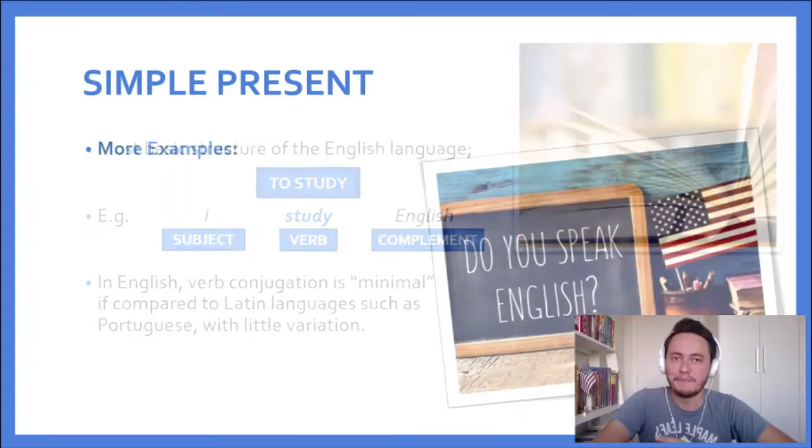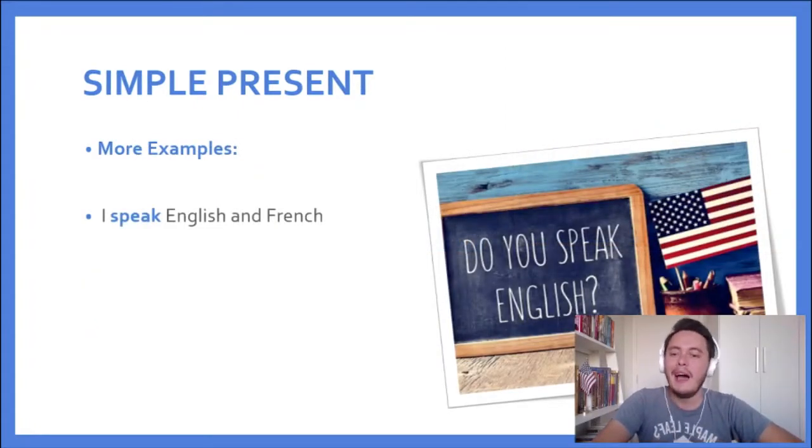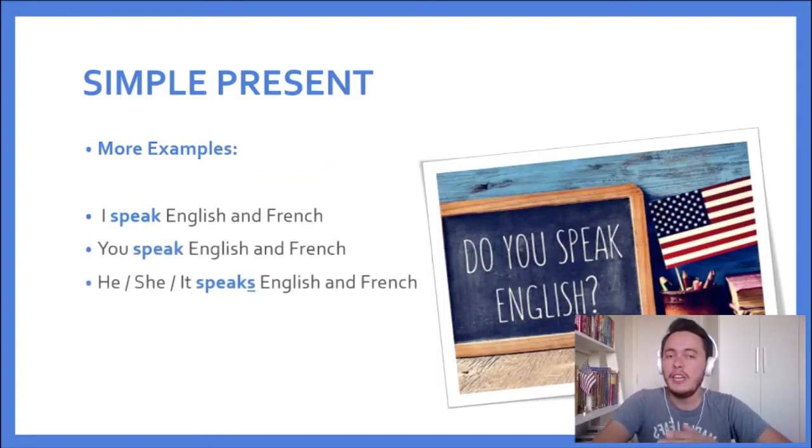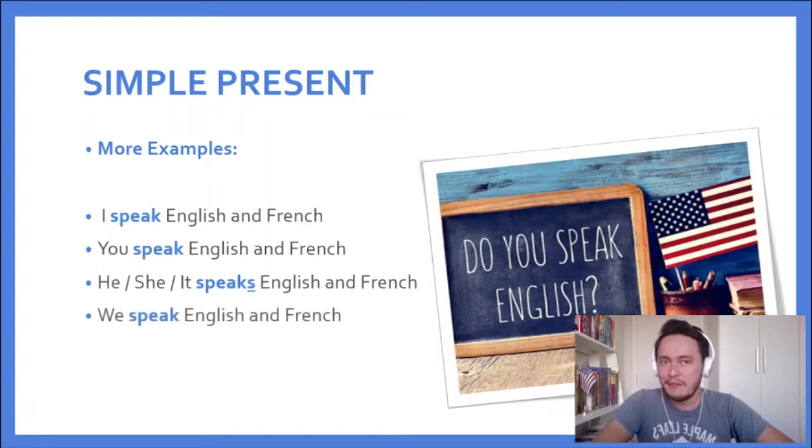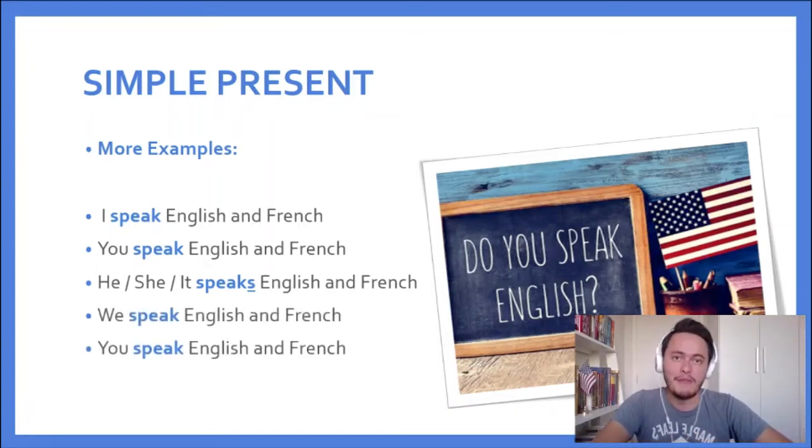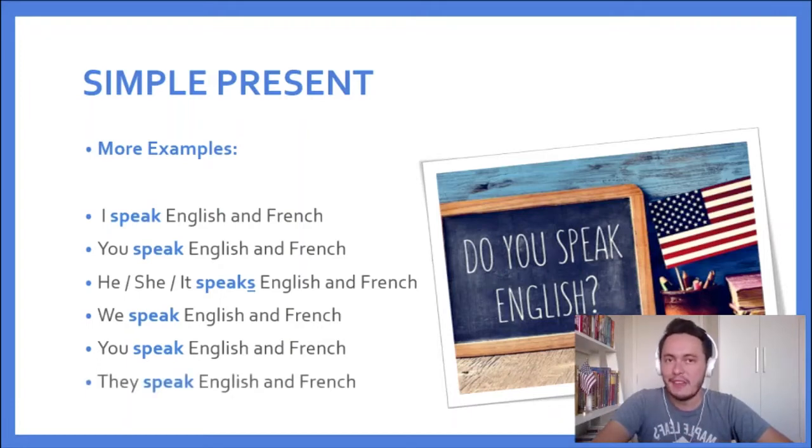Take a look. For example, here, I speak English and French, you speak English and French, he or she or it speaks English and French. We speak English and French, you speak English and French, they speak English and French. So you see here, the verb pretty much stays the same. It didn't change much, except here when you have he or she or it speaks. But I'll explain this to you in the next slides, all right?